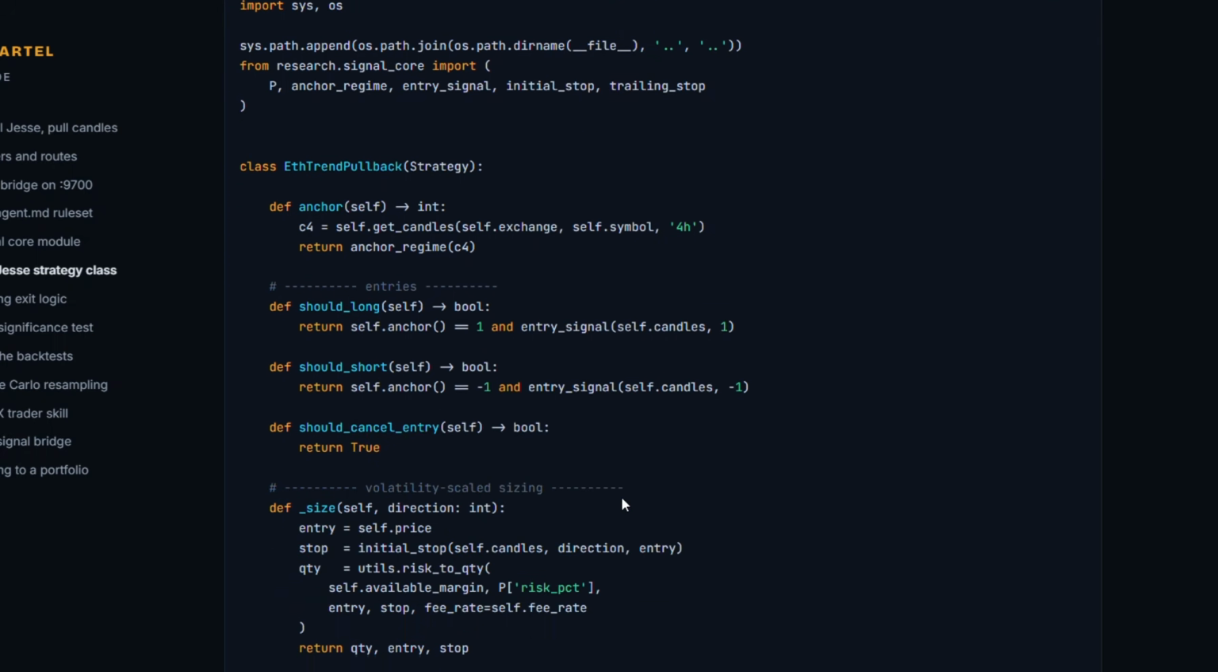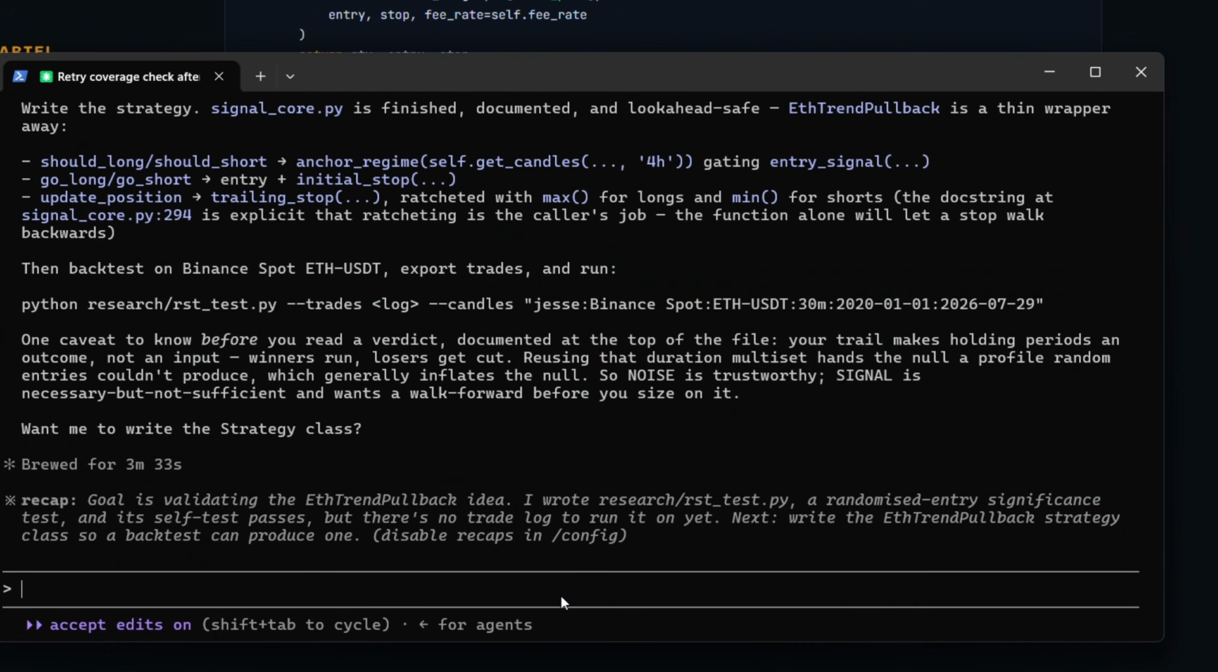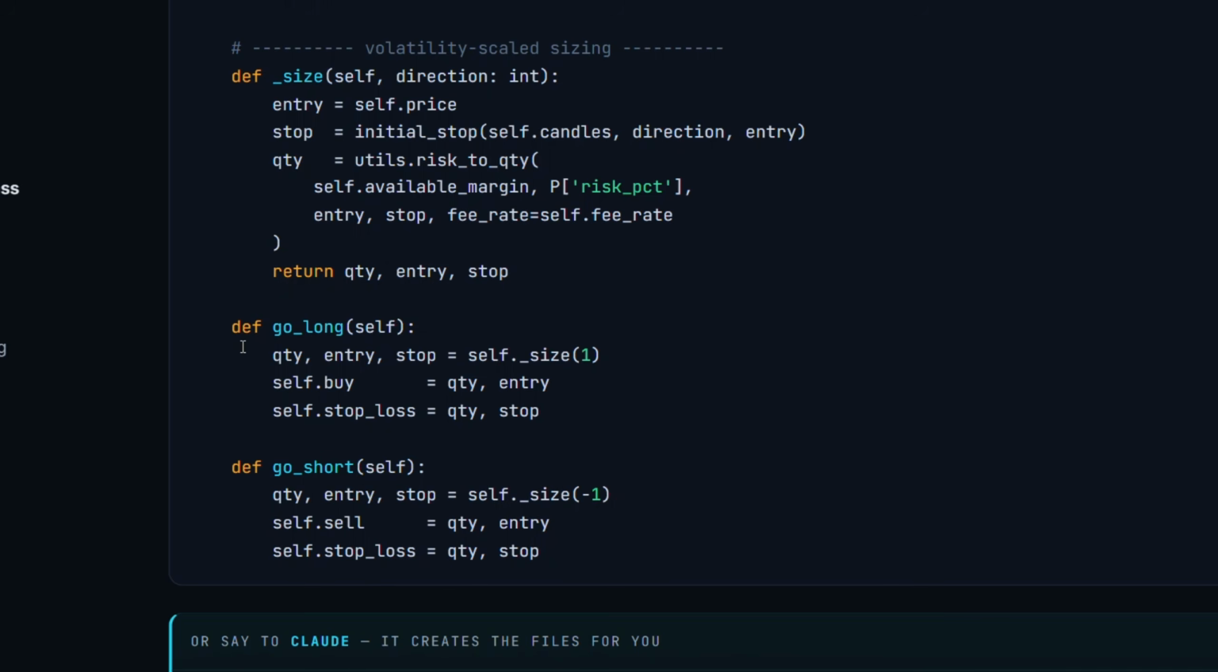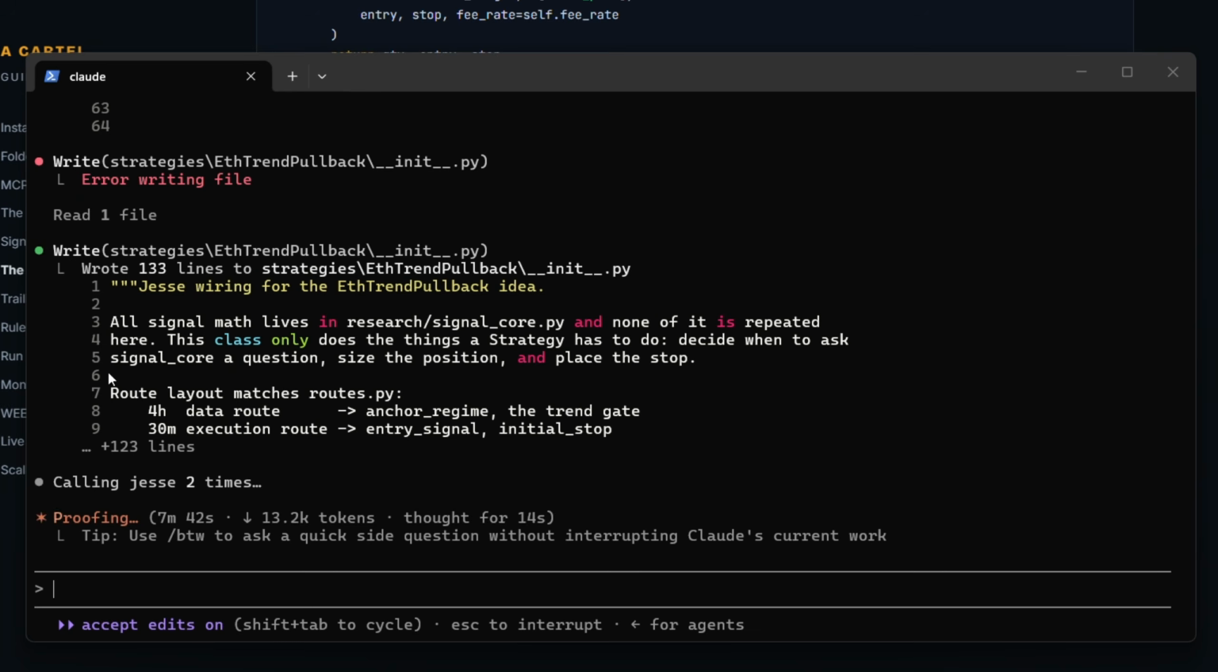Sizing is volatility scaled. Stop distance is 2 times ATR. And notice what isn't in this class. There's no take profit anywhere. That omission is the defining decision, and we'll come back to it.